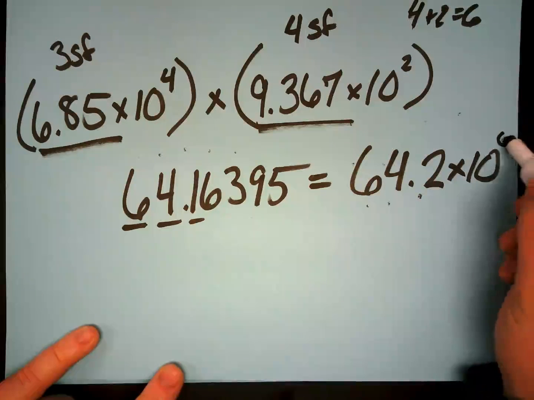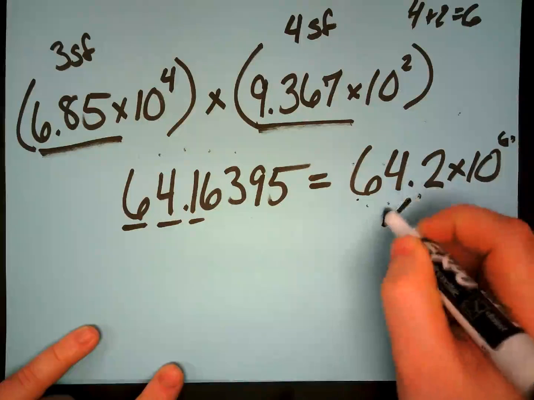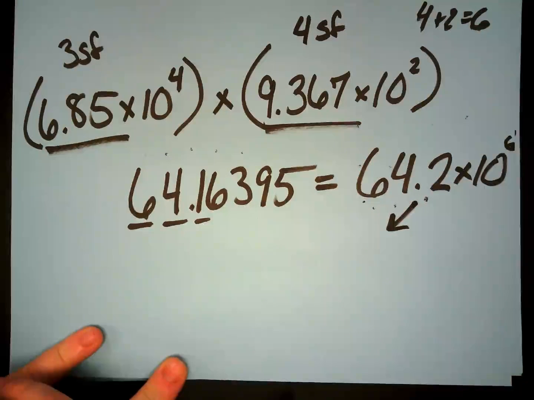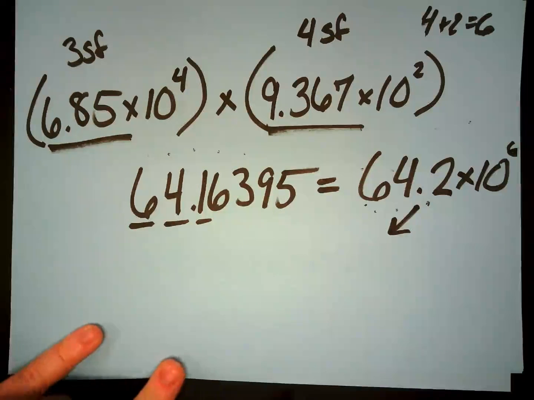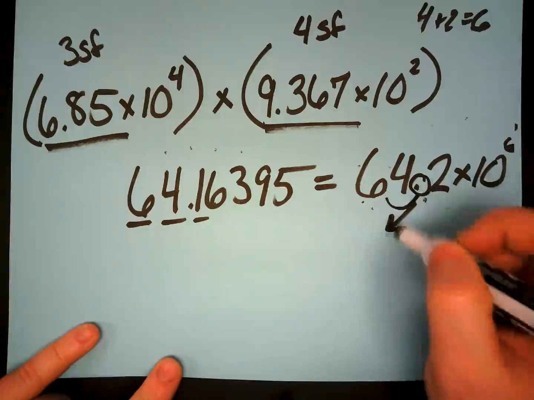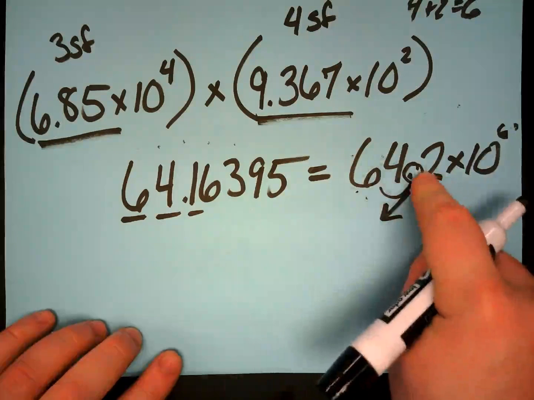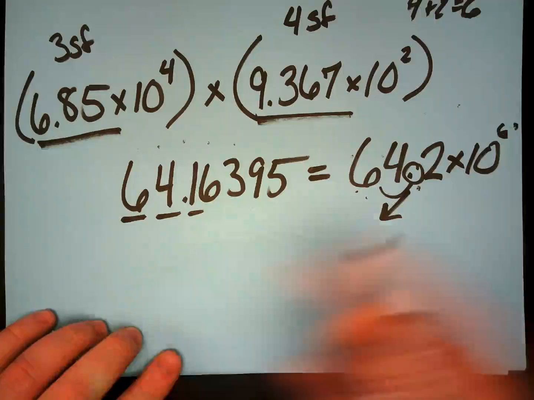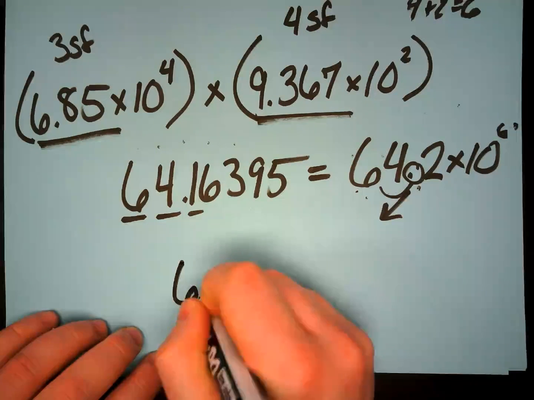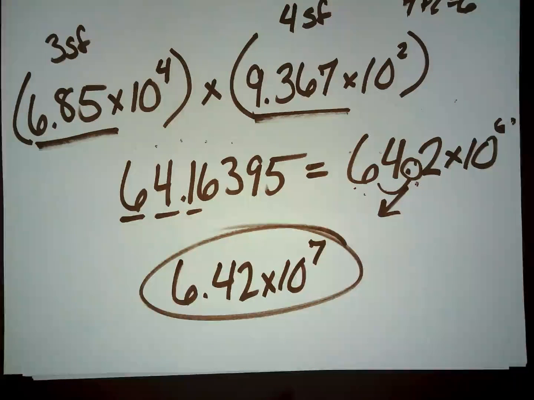So then initially, we would have something like this: 64.2 times 10 to the 6th power. But we're not done yet. We need to make sure that we have this in correct scientific notation. So this is basically what we just did a little bit ago. We're going to take this decimal and move it to the left, like we're putting this number into scientific notation. When we move our decimal to the left, that means we add. Since we moved our decimal place once to the left, that's going to be 6 plus 1. So my final answer here is going to be 6.42 times 10 to the 7th power.